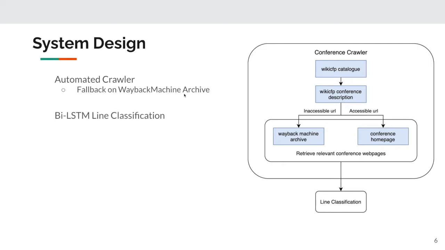Once we have retrieved the raw HTML of relevant pages from our crawler, we can then pre-process it so as to perform line classification for each line of text on the page. The reason why we're classifying at the level of individual lines of text is because we observe that most of the information we seek to extract from these conference websites is atomic, in the sense that it exists in a structured list.